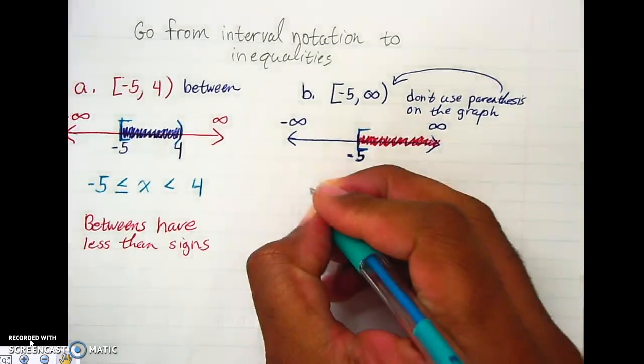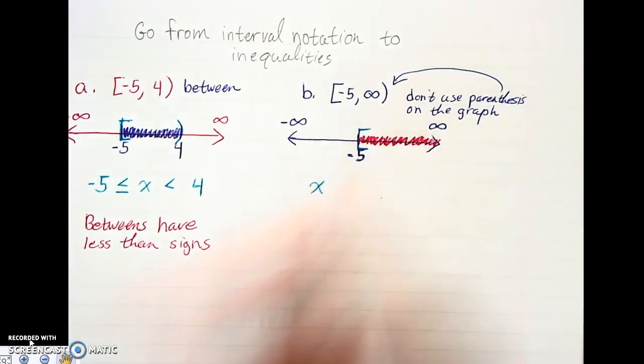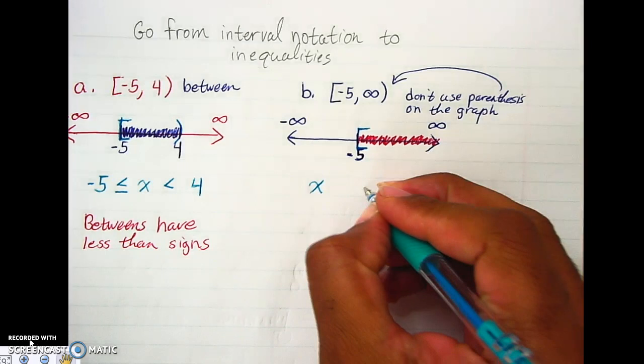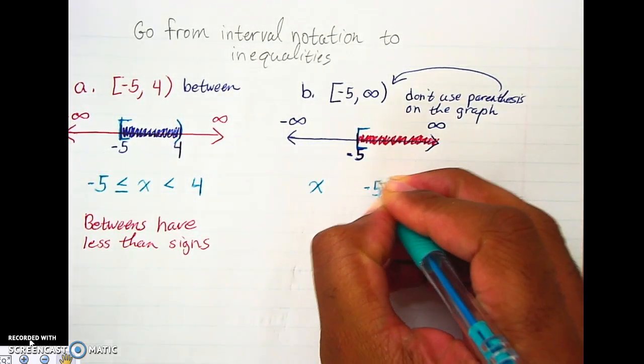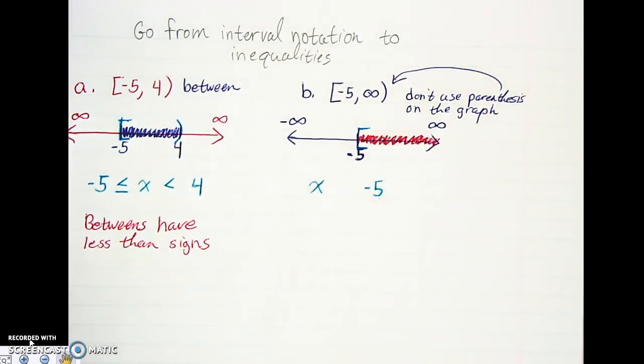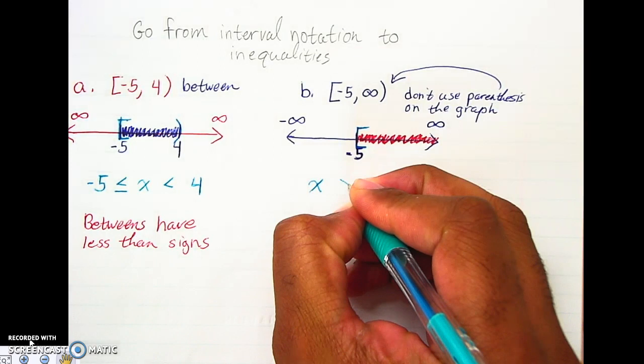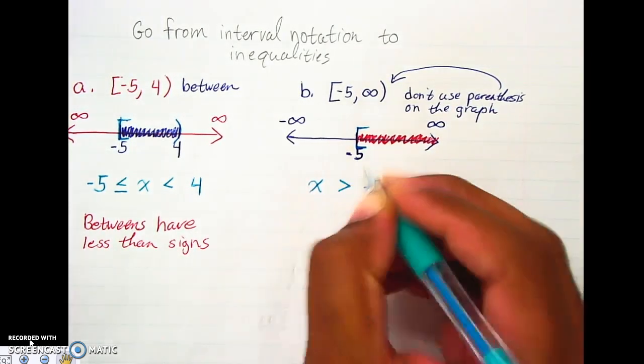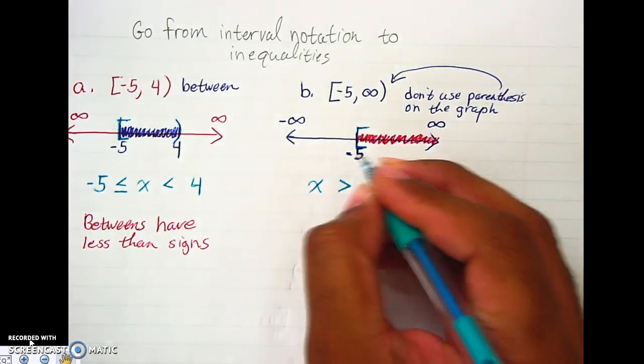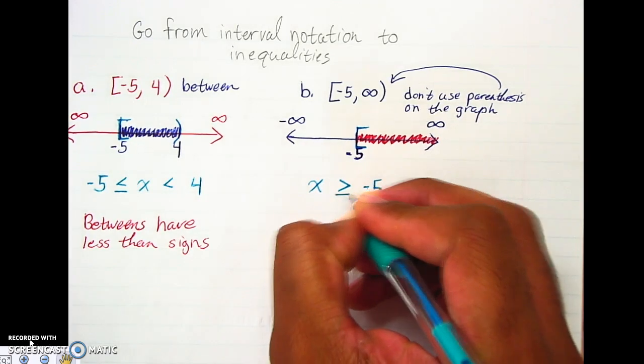So we're going to say x, because that's the variable we're talking about, and we know it's negative 5. And we say that it needs to be greater than negative 5, so all the numbers that are greater than negative 5. So we're going to say x is greater than, so the greater than symbol. And because of the bracket, we have to have the equal to sign.